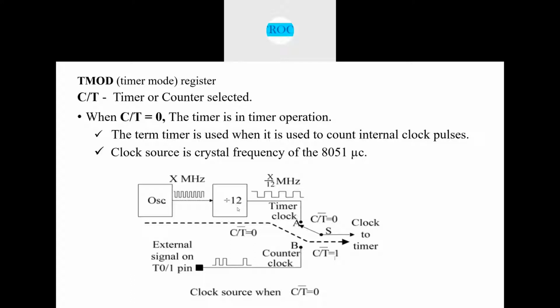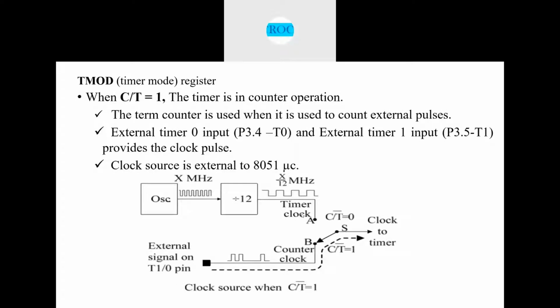So why do we divide by 12? Because each pulse is one machine cycle. We know that one machine cycle in the 8051 is made up of 12 clock pulses. When we divide by 12, the clock pulse we apply to the timer is one clock pulse, which equals one machine cycle. So when this C/T bit is 0, it is connected to the internal clock circuitry.